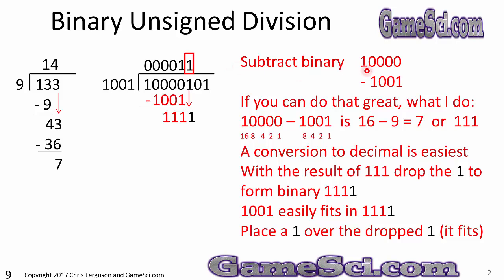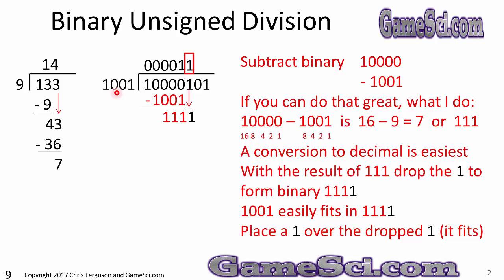Subtract binary 10000 minus 1001. If you can do that, great. This is what I do. I convert them to decimal. Write the powers of 2 above my 2 decimal numbers, and it turns out this subtraction is 16 minus 9 in decimal, which equals 7 or 111. Write down the result of the subtraction, 111 here. I think conversion to decimal is the easiest. With the result of 111, I'll drop the 1 down from the next column, this one right here. I'll drop it down to form binary 1111.